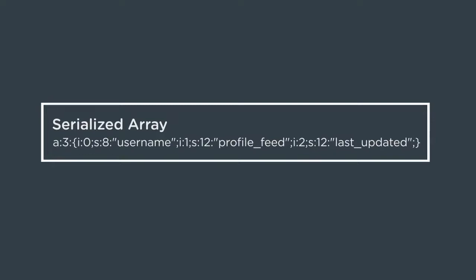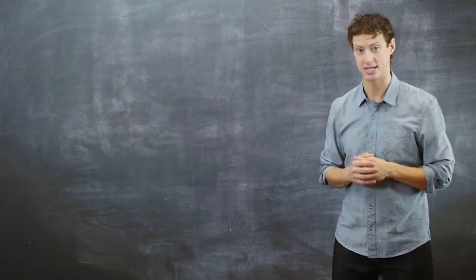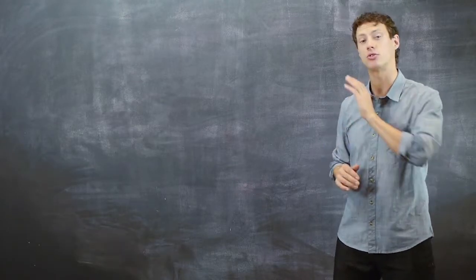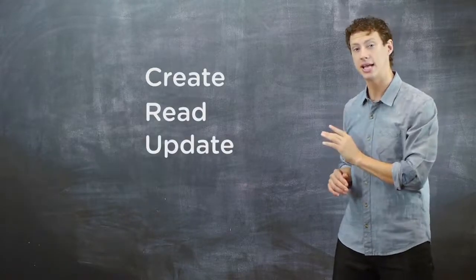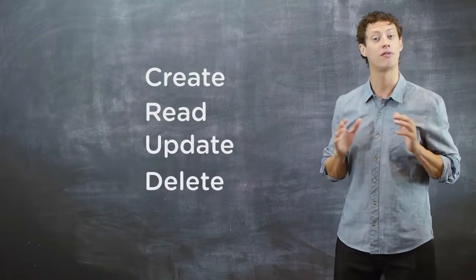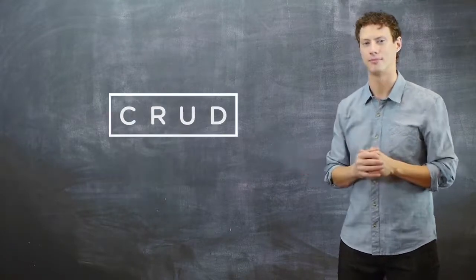Don't worry if this doesn't make any sense. We don't really have to understand how this works, since WordPress will automatically serialize and unserialize our data for us. You can see, though, that when this starts with A, it's telling us that the serialized data is an array. When working with the options table, we'll need to be able to create, read, update, and delete data. We refer to this as CRUD.